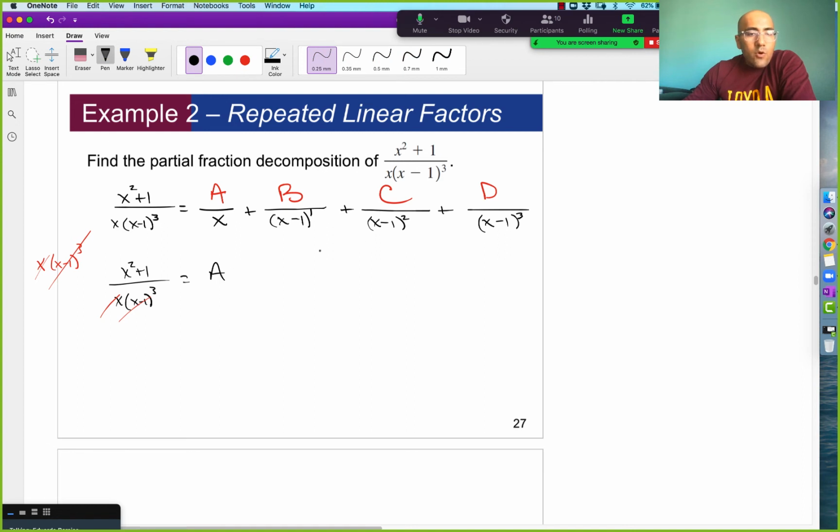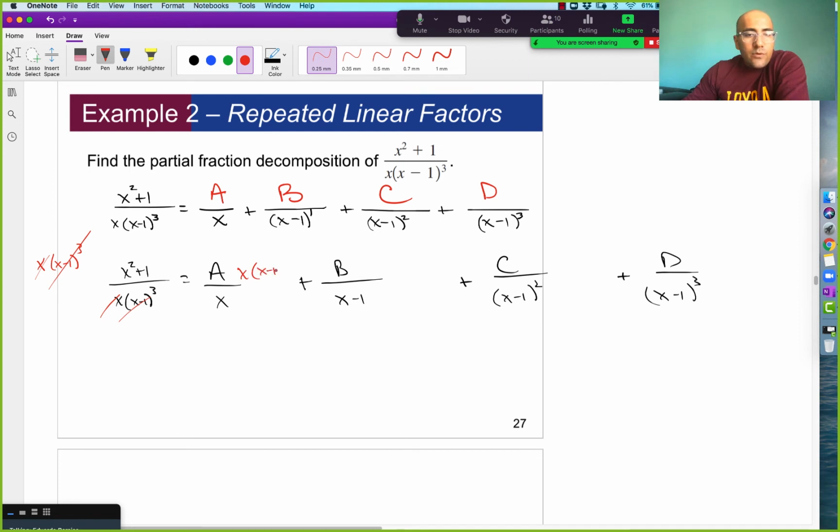Now, when I multiply the right-hand side, I'm going to distribute. So I'm just going to make some space. B over x minus 1, C over x minus 1 squared, and D over x minus 1 cubed. Okay, so when I multiply the right-hand side, I distribute, and then each one of these terms will be multiplied.